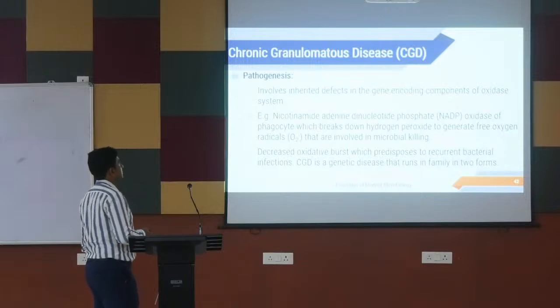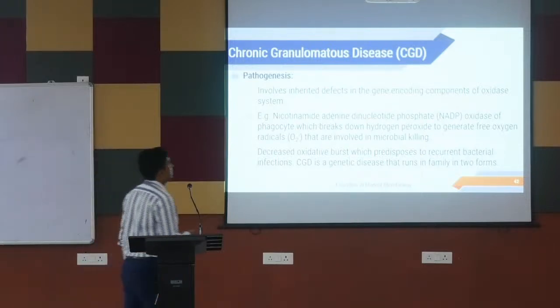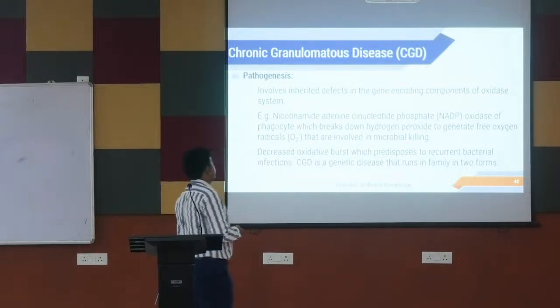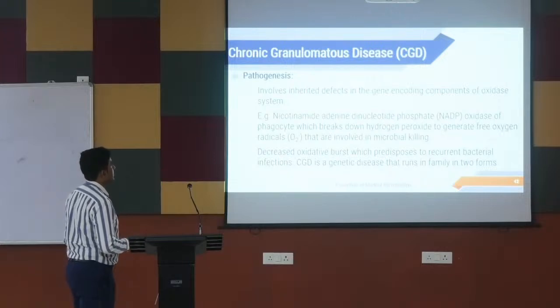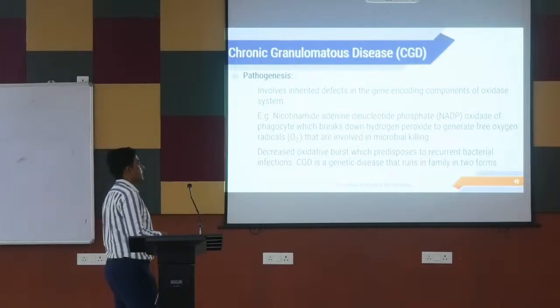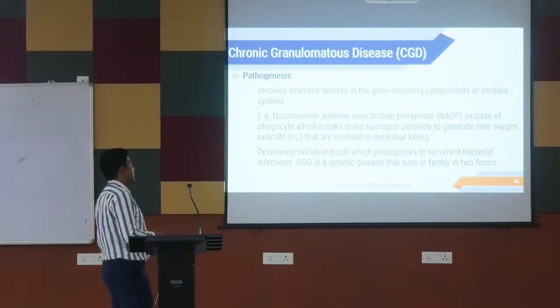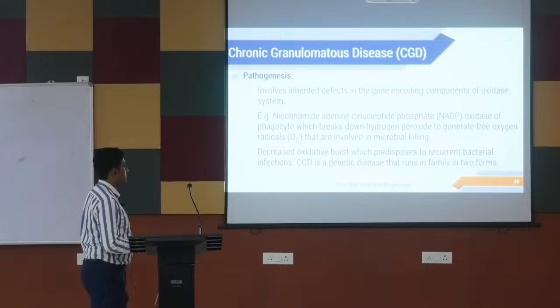ক্রনিক গ্রানুলোমাটাস ডিজিজ প্যাথোজেনেসিস কিভাবে হচ্ছে? It involves inherited defects in the genes encoding the components of the oxidase system, like nicotinamide adenine dinucleotide phosphate oxidase of the phagocytes, which breaks down the hydrogen peroxide to generate the free oxygen radicals that are involved in microbial killing. Decreased oxidative burst predisposes to recurrent bacterial infections.